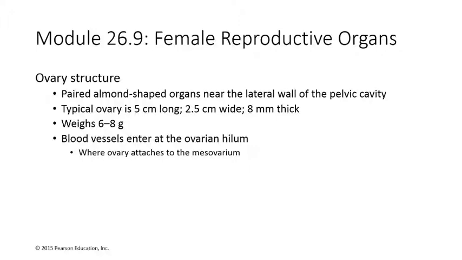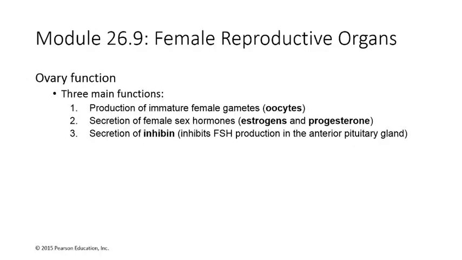There is going to be blood entering into the ovary through the hilum. The hilum is the general structure where everything enters or leaves an organ. And of course, the ovary has three functions, not only to make the gametes, but also to produce hormones. That's similar to the male, but they also release inhibin, and we saw inhibin also in the male, and this is going to be inhibiting FSH production from the anterior pituitary.